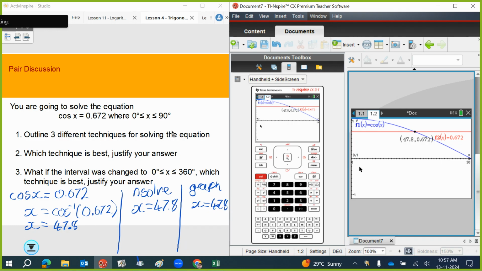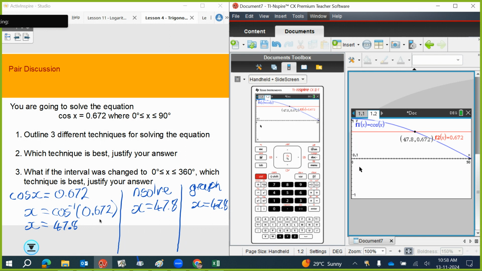Which technique is best? Well, the first technique is the technique that we use for right-angled triangles. This technique here is useful for right-angled triangles because in a right-angled triangle, you're only ever going to get one solution. So we use this strategy. NSOLVE and the graphing ones are used when we're working with trigonometric functions and there's multiple solutions. Neither of them is preferred.